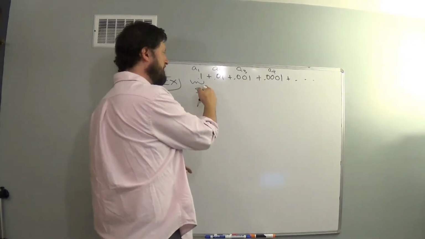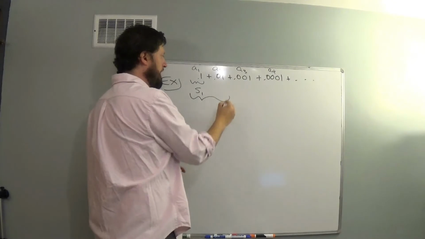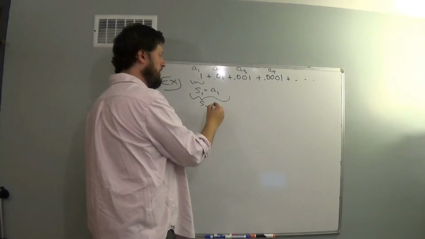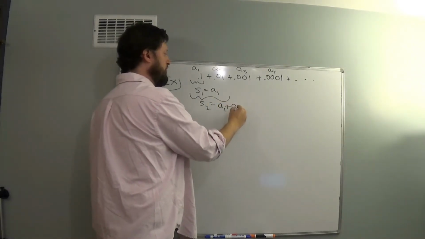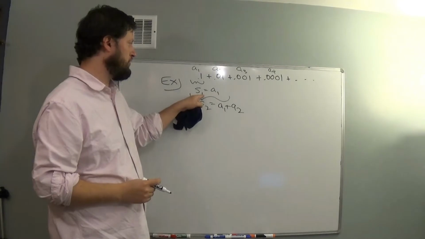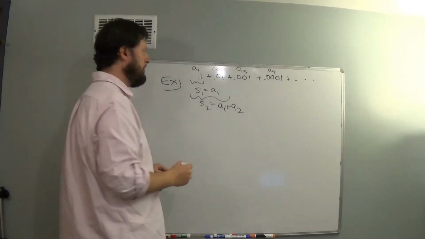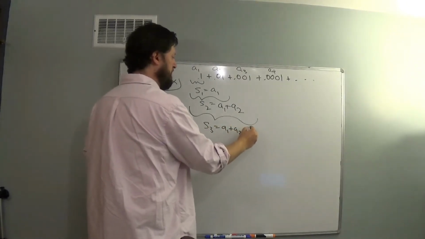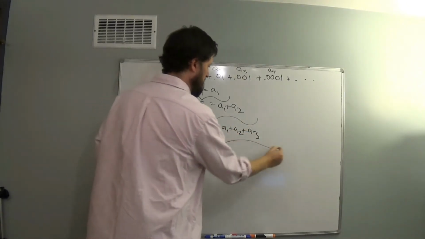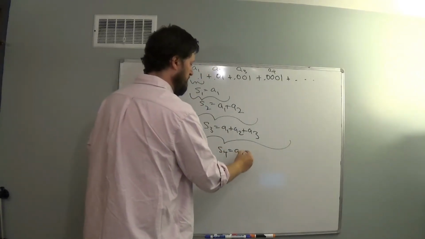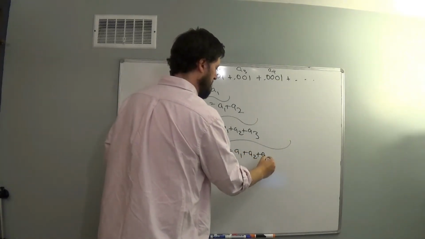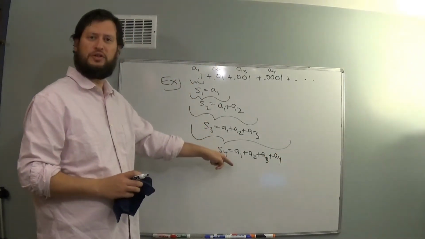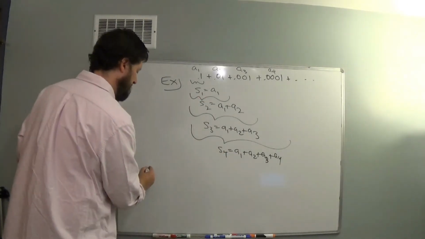And so S1 is just going to be take the very first term. S2 will be take the first two terms. So S1 is just a1, S2 is a1 plus a2. So S for sum, this is the first partial sum. This is the second partial sum. S3 will be a1 plus a2 plus a3. S4 will be a1 plus a2 plus a3 plus a4. And so on and so on. So this is going to give me a list of numbers. It's going to give me a sequence.